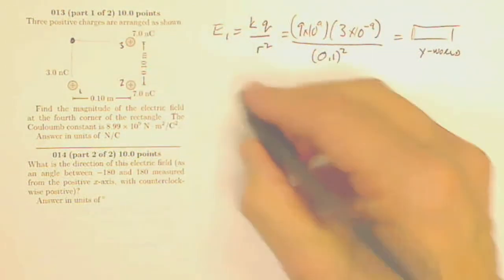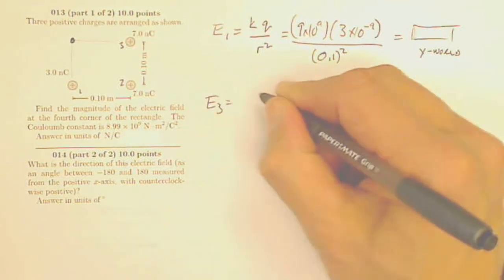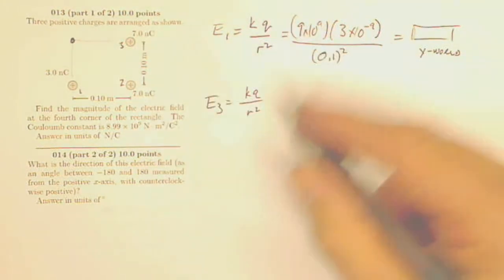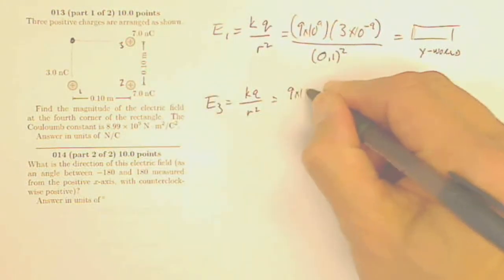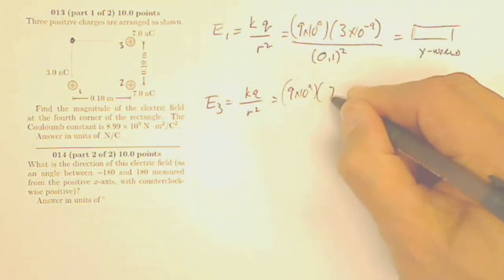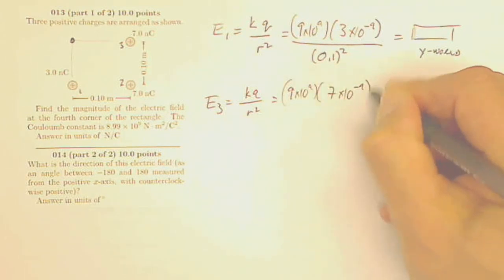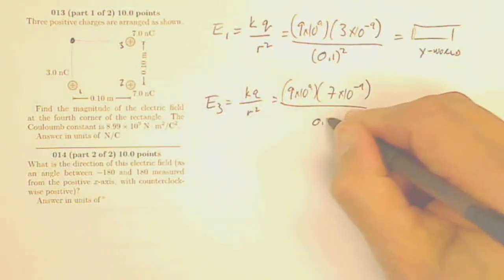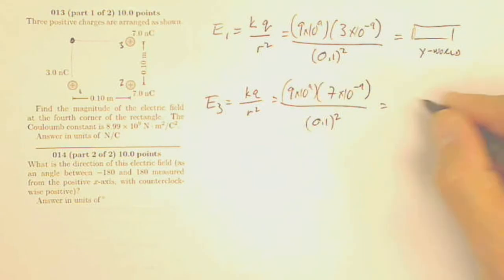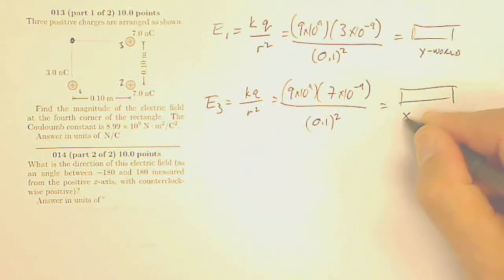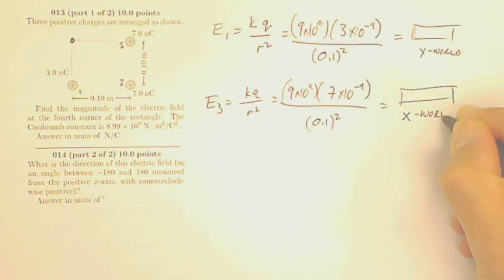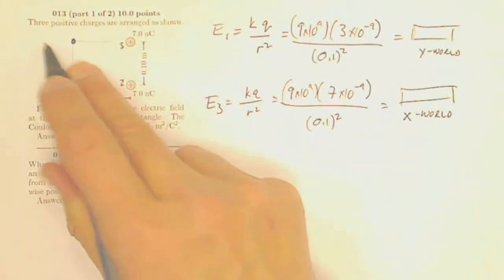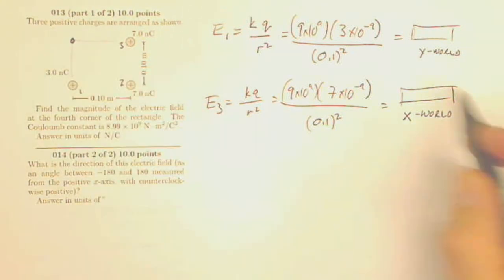Let me jump to E3. The electric field from the third one is going to be KQ over R squared, and that's this Q. So this one is going to be 9 times 10 to the 9th times the Q, which is 7 times 10 to the minus 9th, divided by R squared. R is also 0.1, so that's 0.1 squared. This one will give you an answer that is all x. That's all horizontal, so this one is just directly to the right. For me, the plus would mean that it's going to the left. If you had a negative, it would be attracted.